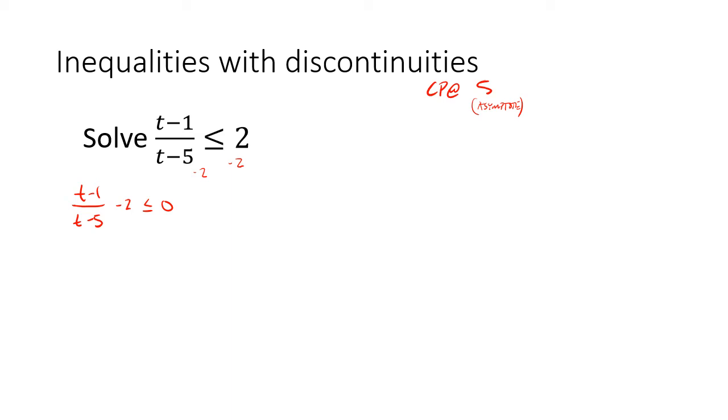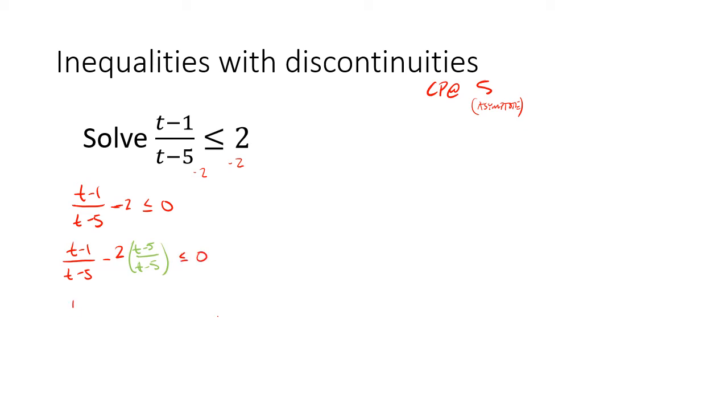I'm going to do the math. It says to subtract, so I'm going to subtract. In order to subtract, I need a common denominator. So it'll be (t minus 1) divided by (t minus 5) minus 2 times (t minus 5) divided by (t minus 5) is less than or equal to 0.